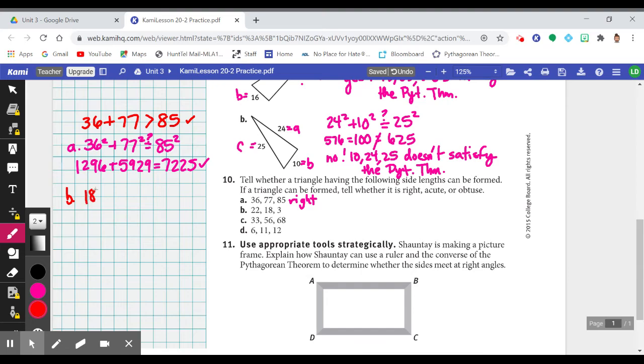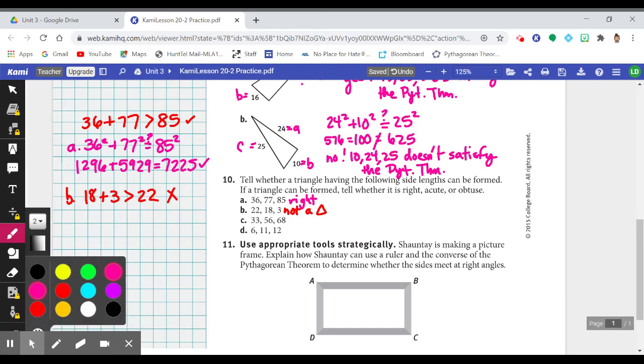Let's ask ourselves, does 18 plus 3, is that greater than 22? Well, 18 plus 3 is 21. So 21 is not greater than 22. Therefore, B is not a triangle at all. So these three measurements, if you took a board that's 18 feet and a board that's 3 feet and a board that's 22, they wouldn't connect to create a triangle.